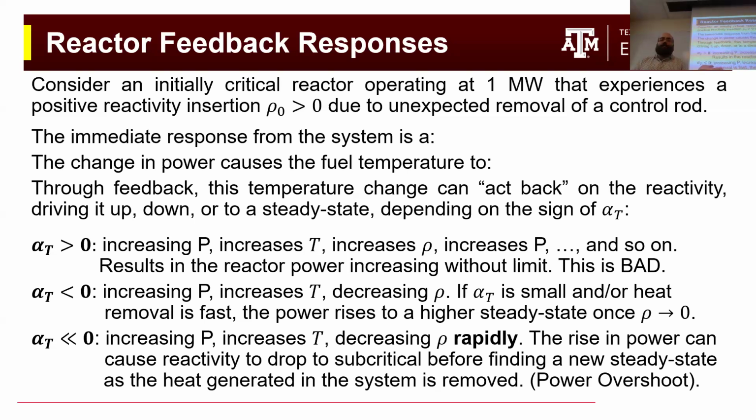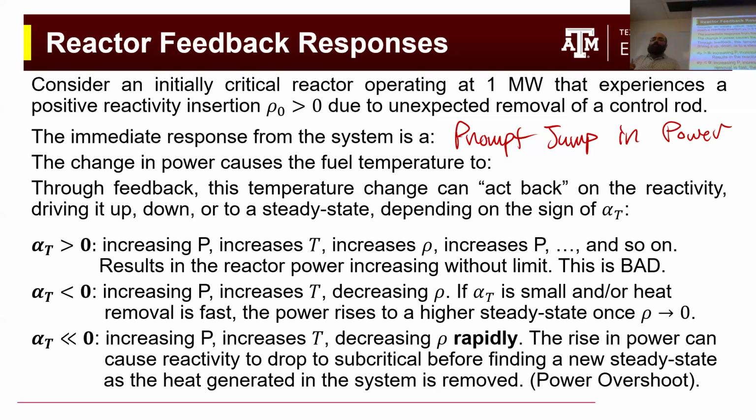So before we talk about the feedback, if we had a critical reactor and we inserted positive reactivity by removing a control rod, what's the immediate response of the system power going to be if we have an increase in reactivity to the system? It's going to have a prompt jump, right? There's going to be a prompt jump in power as a result of the increase in reactivity.